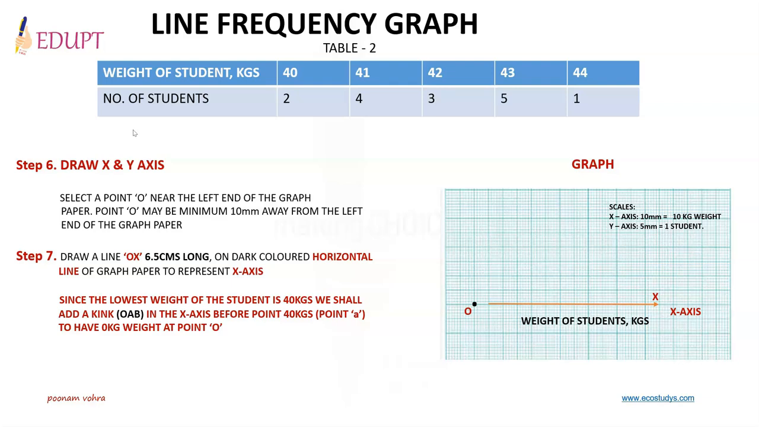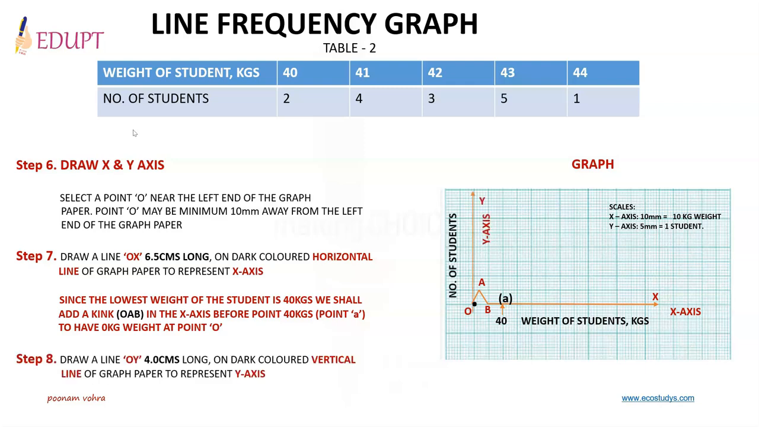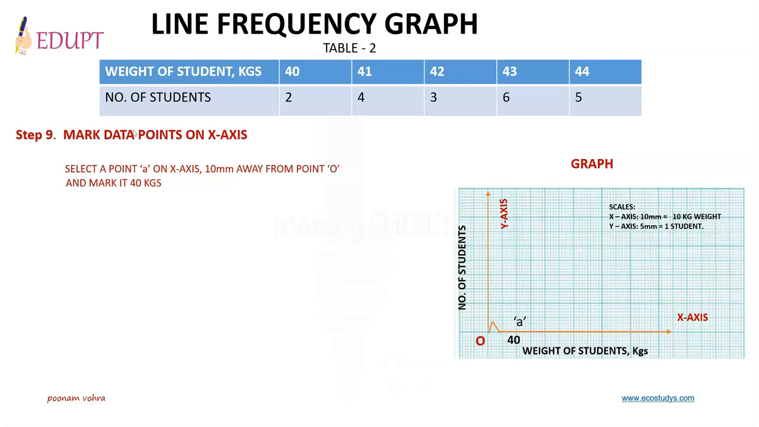Since the lowest weight of the student is 40 kilograms, we can make a kink OAB in the x-axis before the point 40 kilograms, that is A dash, to have 0 kg weight at point O. Then draw a line OY 4 centimeters long to represent the y-axis. Then mark data points on the x-axis.